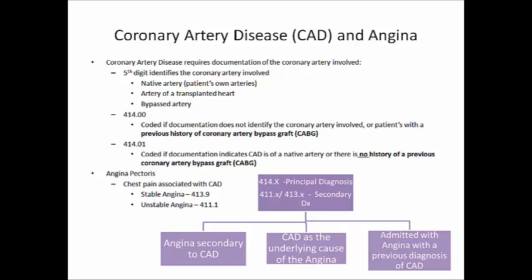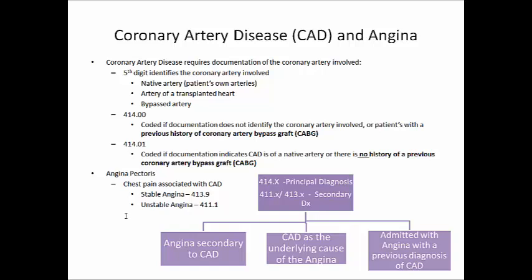Coronary artery disease and angina. So coronary artery disease requires a fifth digit of the coronary artery involved. So the native artery, the artery of a transplanted heart, a bypassed artery. More often than not, when CAD is documented, the coder is going to either code 414.00, which would be required if the patient had a previous history of a CABG, a coronary artery bypass. If there is no documentation of a previous history of a CABG and CAD is documented, the coder is going to choose 414.01.